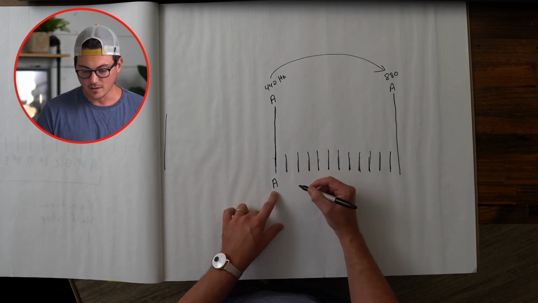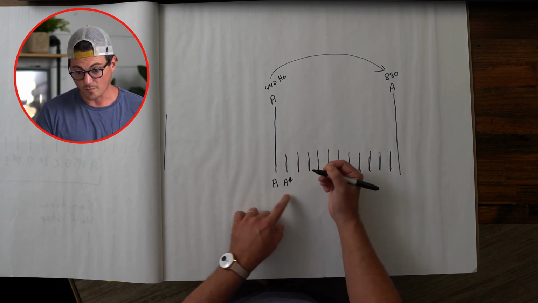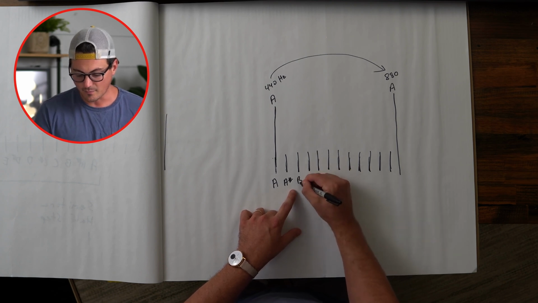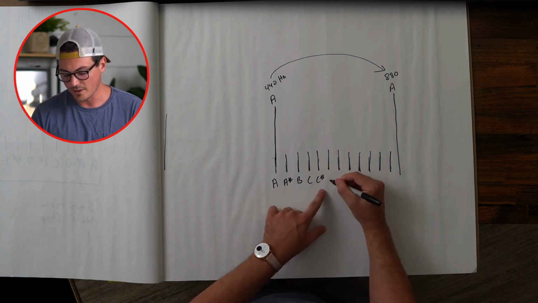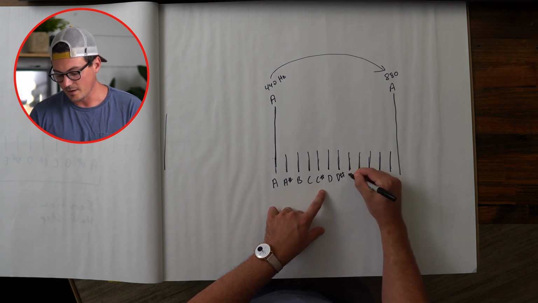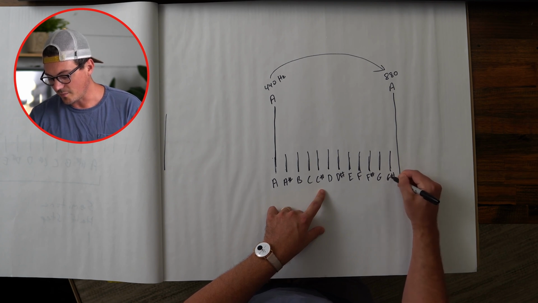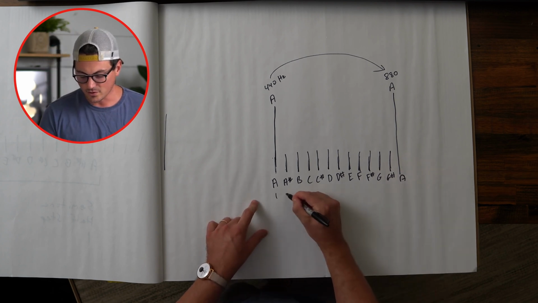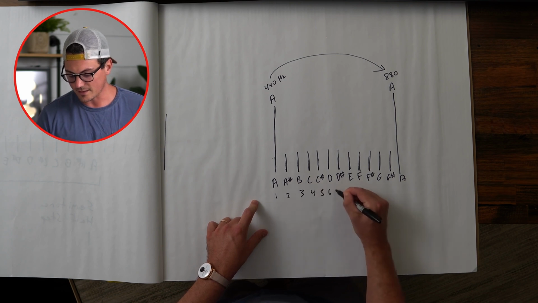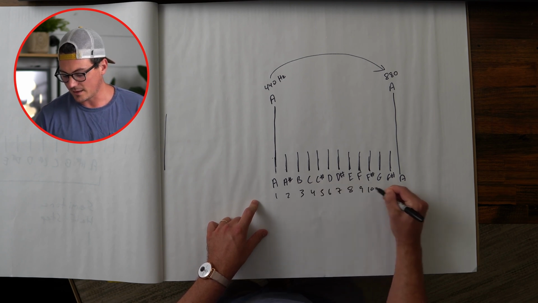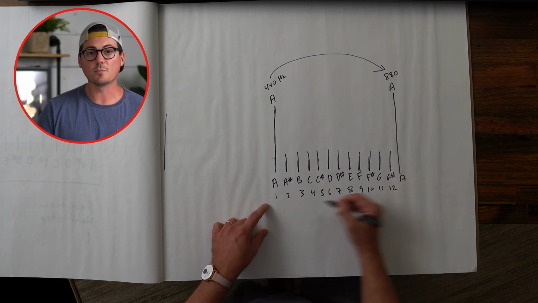But if this one is an A, well then from A we go A sharp, I'll explain more about that in a minute, and then we have B, and then we have C, C sharp, D, D sharp, E, F, F sharp, G, G sharp, and back to another A. So we have 1, 2, 3, 4, 5, 6, 7, 8, 9, 10, 11, 12 total notes before moving on to the next one. So that's a very long way to answer the question. How many notes are there? There are 12.